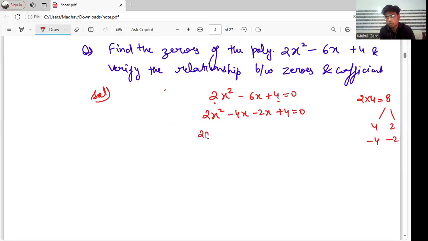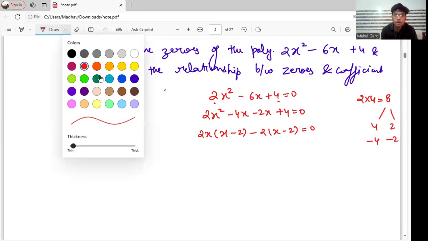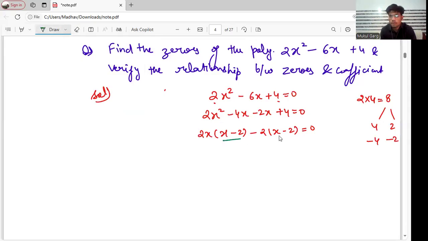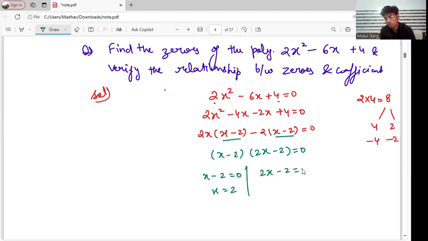So let me take 2x common, x minus 2 inside the bracket I'm going to get. Then if you take -2 common, then again x minus 2 inside the bracket you are going to get. Now you can take x minus 2 common, so I'm going to get 2x minus 2 inside the bracket. So from here, if I put x minus 2 equals to 0, x equals to 2 will be the solution. 2x minus 2 equals to 0, so 2x will be equals to 2 and x will be equals to 1. So I got the two zeros, that x equals to 2 and x equals to 1.